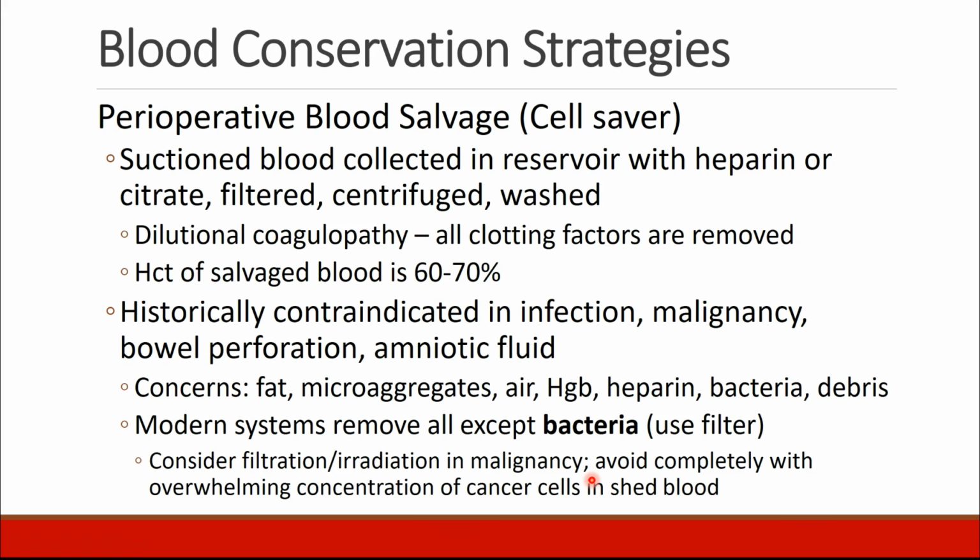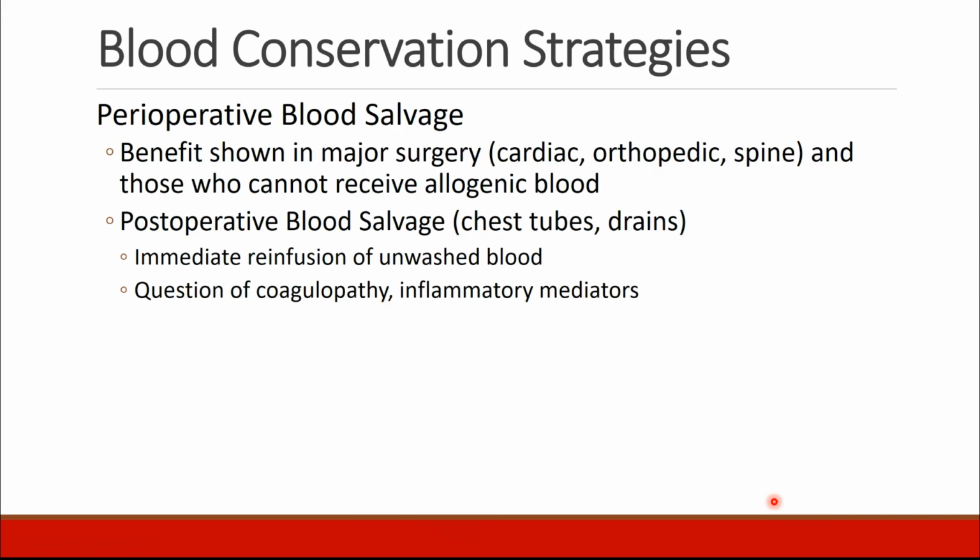And so nowadays, there's a lot of data to show that cell saver may be used in just about any patients. Although if there's a malignancy in the site of the surgery, it may be appropriate to filter or irradiate the blood before giving it back to the patient. And if there's an overwhelming concentration of cancer cells in the shed blood, it may be wise to avoid cell saver completely. The benefit for this process has been shown in major surgeries like cardiac, orthopedic, or spine surgery, as well as patients who can't receive allogenic blood.